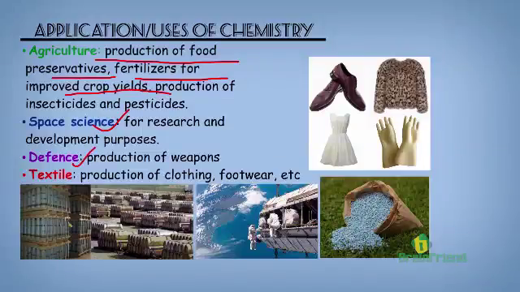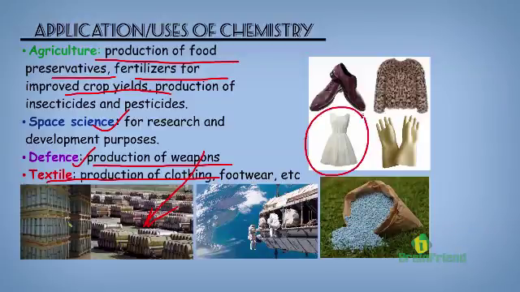Defense. Chemistry is used in the production of weapons that countries can use to defend themselves or to go into war with other countries. Textiles. Chemistry is used in the production of clothing and footwear. As you can see, chemistry is what turns a raw material such as cotton into the dress that we can wear.